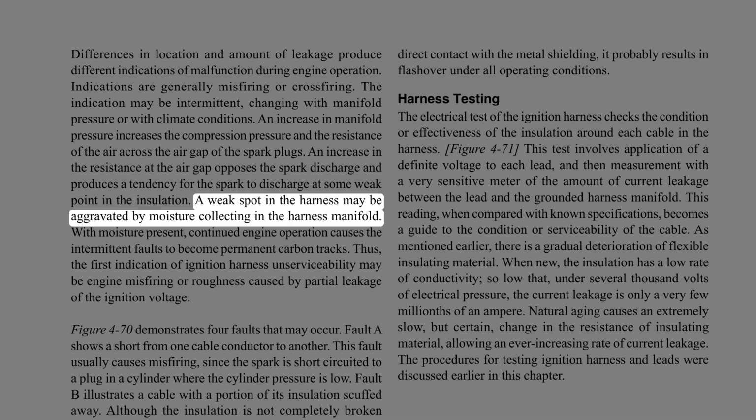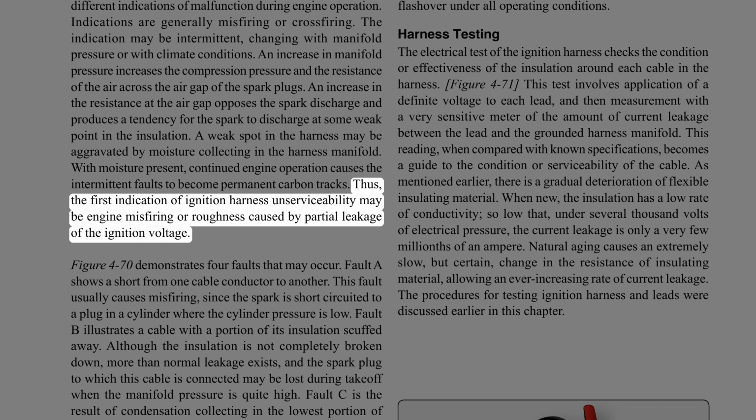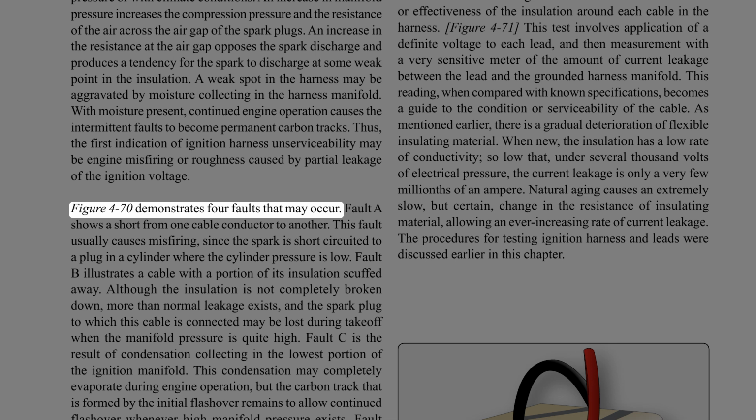A weak spot in the harness may be aggravated by moisture collecting in the harness manifold. With moisture present, continued engine operation causes the intermittent faults to become permanent carbon tracks. Thus, the first indication of ignition harness unserviceability may be engine misfiring or roughness caused by partial leakage of the ignition voltage. Figure 4-70 demonstrates 4 faults that may occur.